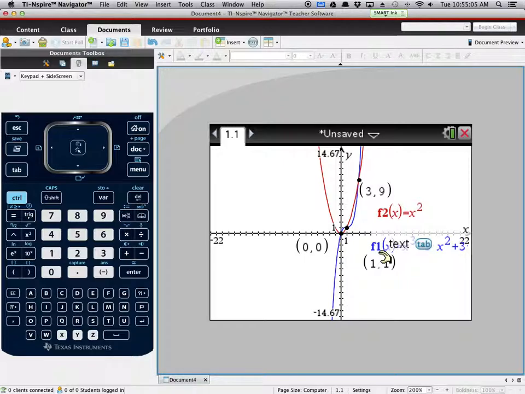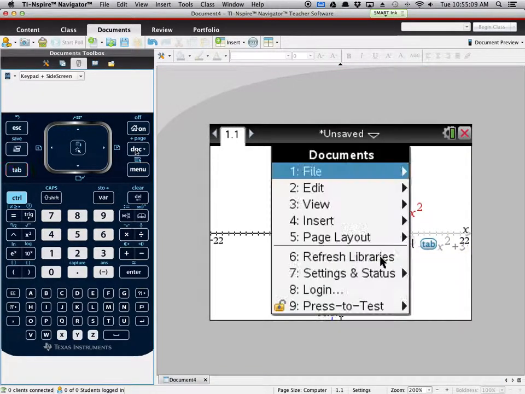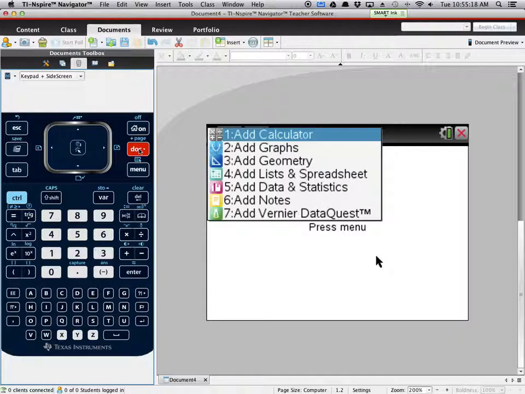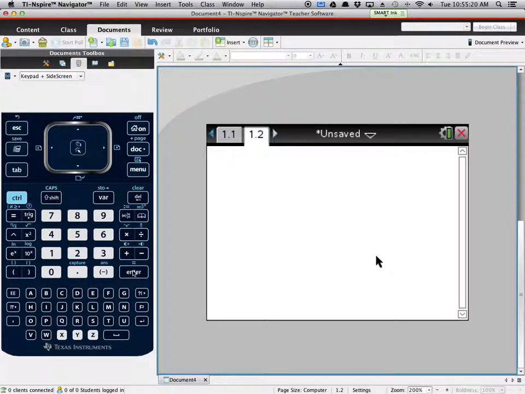Okay, so now let's go to the calculator. I need a new screen. How do I get to a new page? Control, document. And I just want a calculator page. What's the shortcut to get to the integral symbol? Shift plus.